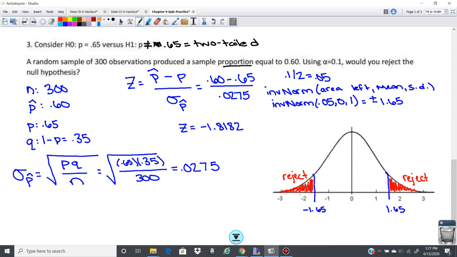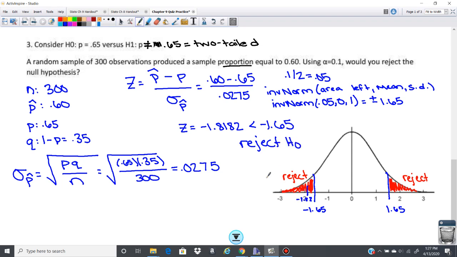That's a close one, but this is going to fall in that rejection region. It's going to be just right here, negative 1.82. So it is in our rejection region. So we say negative 1.8182 is less than negative 1.65. So we reject the null hypothesis.